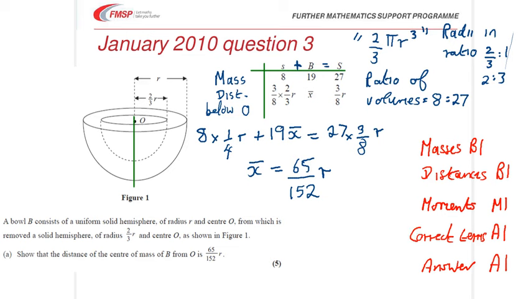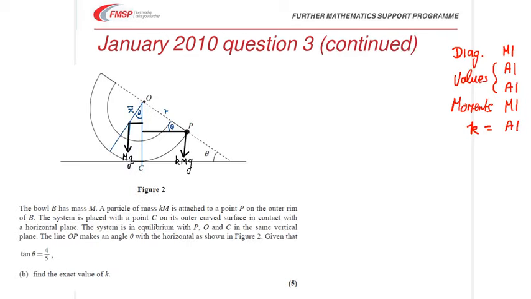Okay, second part of the question. Again, I've added some lines to the diagram. What we've got is a mass of mg, that's the bowl mass there, from the first part, and we now know x bar. Okay, x bar was 65 over 152 r. I'll just jot that on here. Right, they tell us this is angle theta down here, and they've told us the tan of theta is 4/5. So again, make sure you've read the question before carrying on with it.